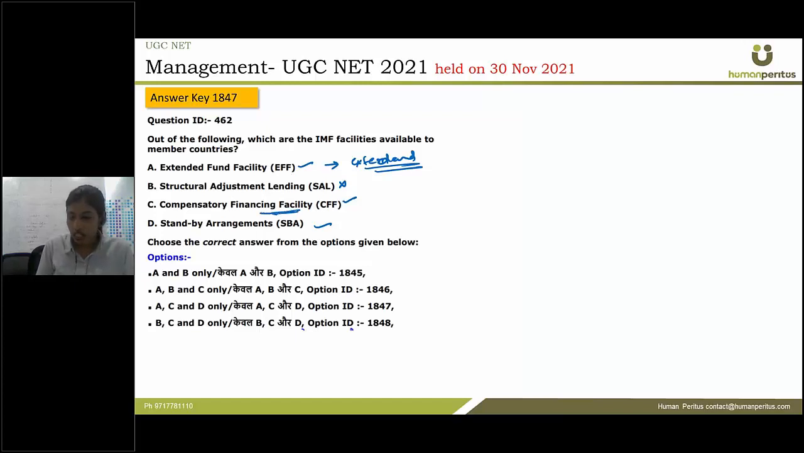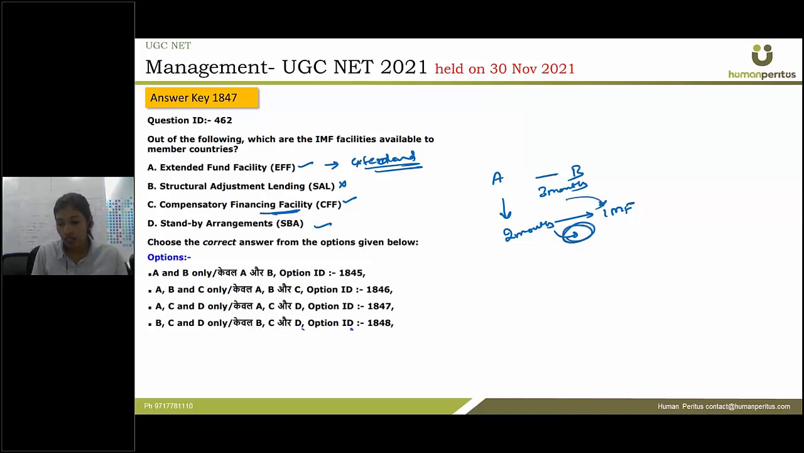Compensatory financing facility is when there is a shortfall. Like two countries are dealing with each other. Country A has to make the payment to country B, and it is after 3 months. But A needs the money in 2 months only. So there is a shortfall of money. In that case, country A can go to IMF, and after 1 more month, they will receive the money and pay back to IMF. So for that 1 month period, A will receive the money from IMF. So that is compensatory financing facility.